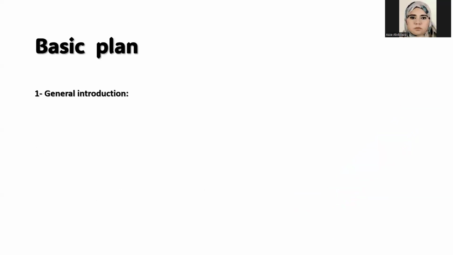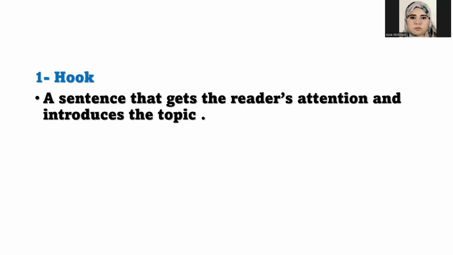We have a basic plan. What is the basic plan that we should follow? Number one, we need to start with a general introduction. Okay? How can we write the introduction for an opinion school magazine article? You should start with a hook. You need to capture the reader's attention with a good hook. But what is the meaning of a hook? It's actually a sentence that gets the reader's attention and introduces the topic.